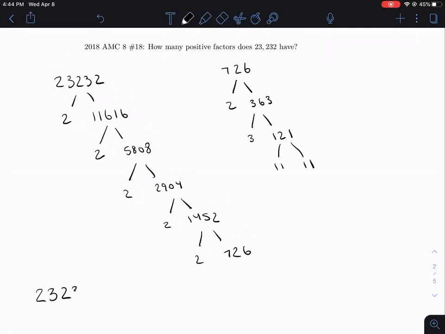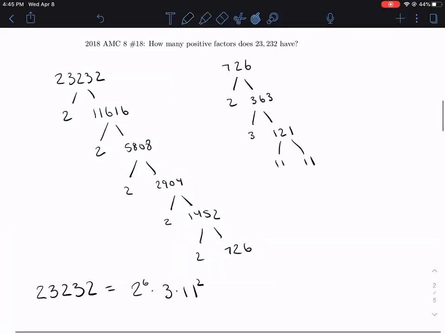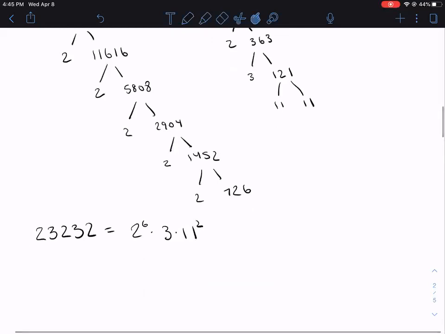And that means 23232 is 2 to the 5. Wait, no, I can't count. All right, 2 to the 6 times 3 times 11. Wait, did I mess up? Where did I mess up? Oh wait, I didn't mess up. Okay, so this is 2 to the 6 times 3 times 11 squared.